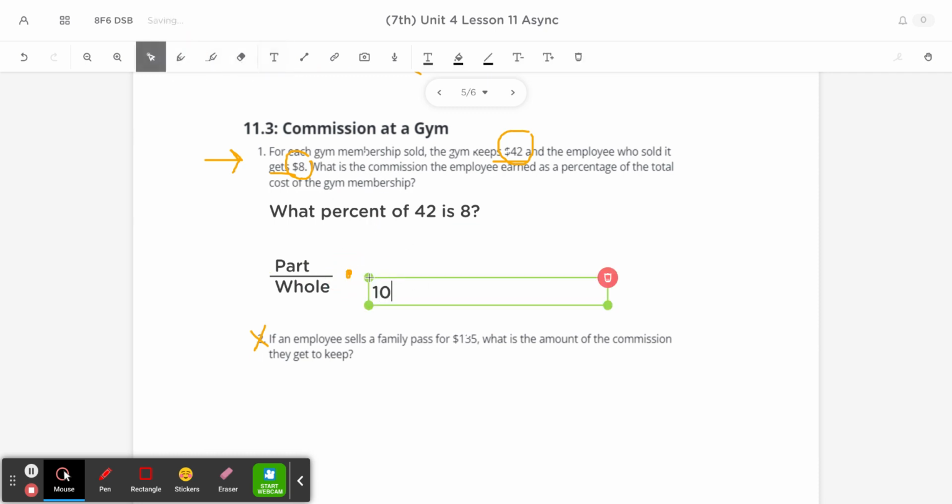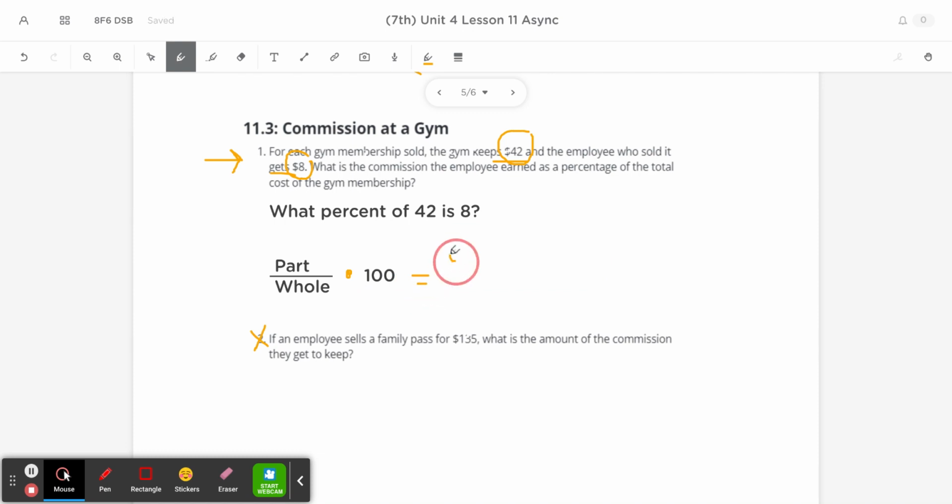And so in this case, my part is 8. And I'm dividing my part by 42. That's my whole. And 8 divided by 42 would be the percentage commission. And commission just means how much the employee gets versus how much the business gets. So if you sell something and you get a percent commission, it's how much you get to keep of that sale that you make. Should have said that at the beginning.